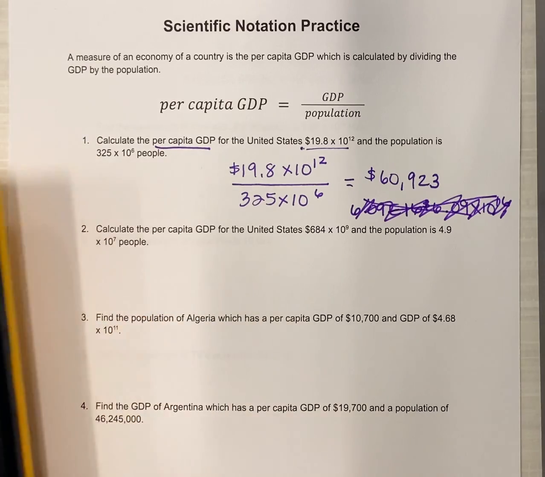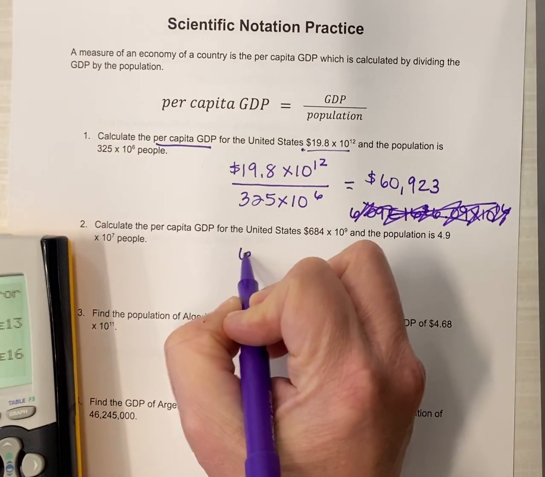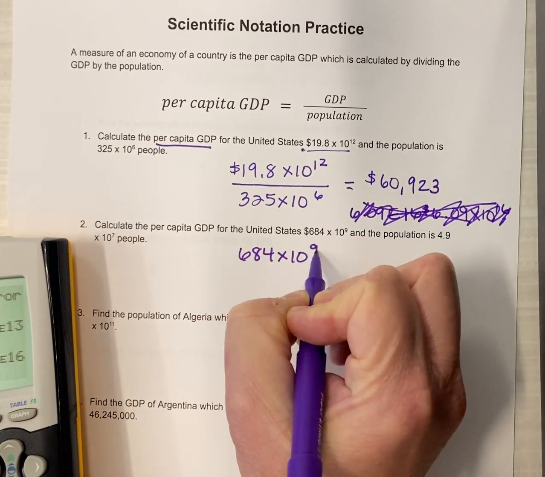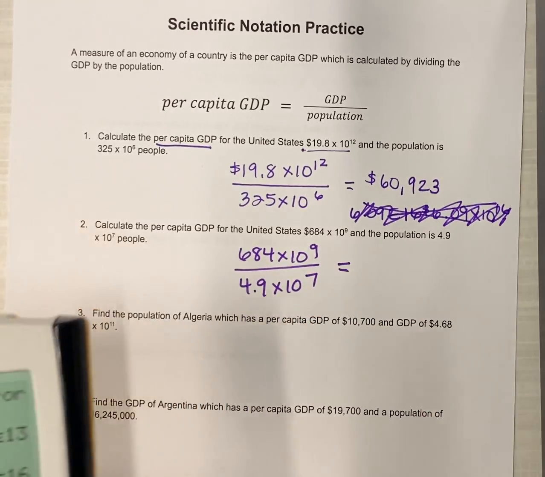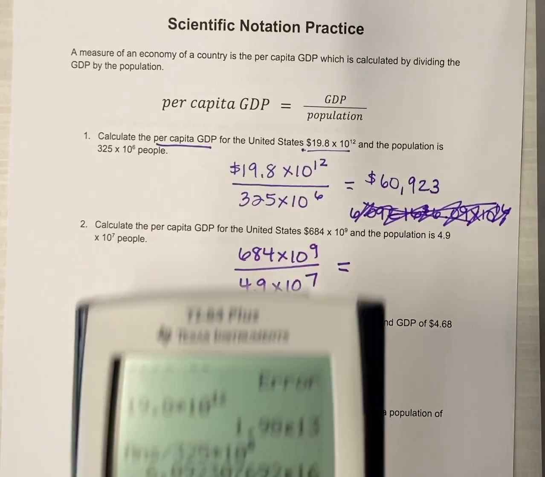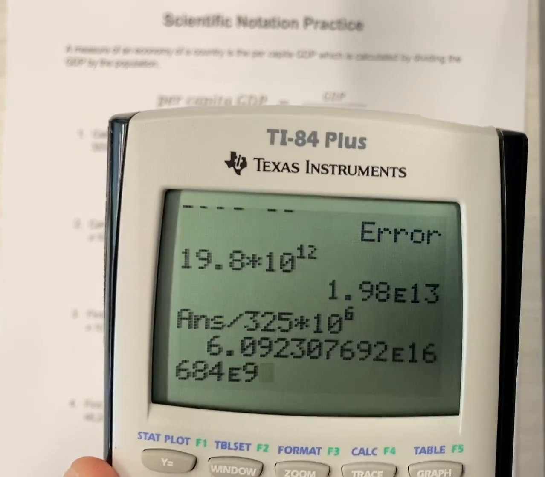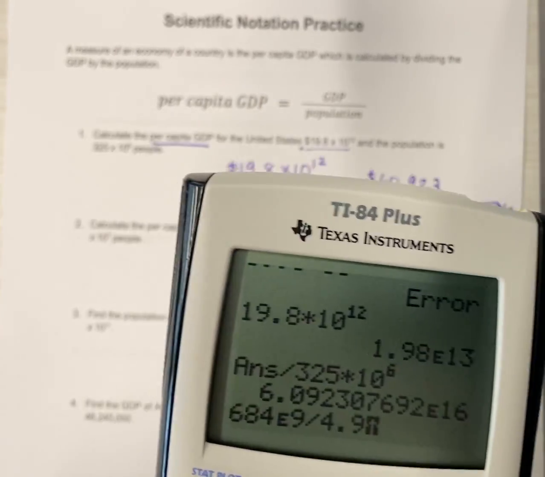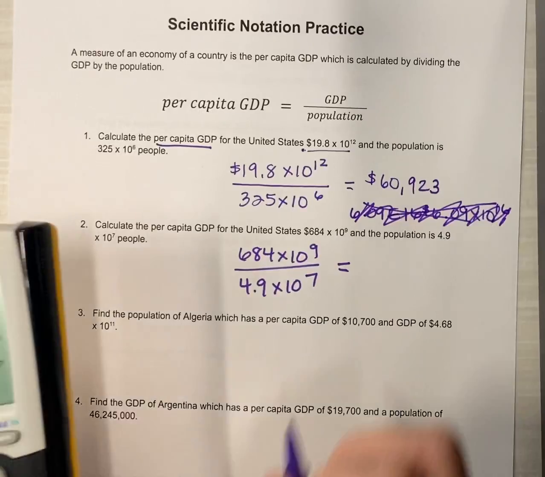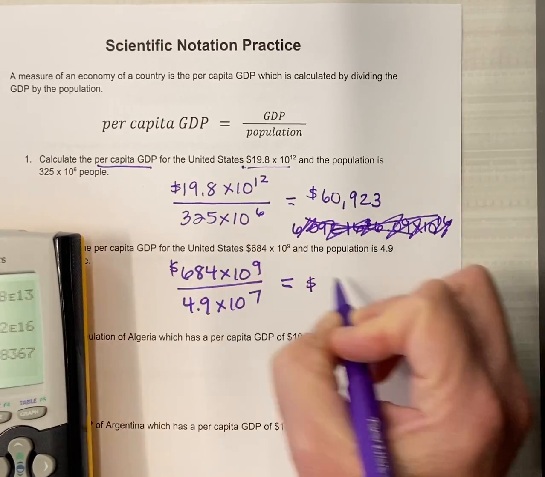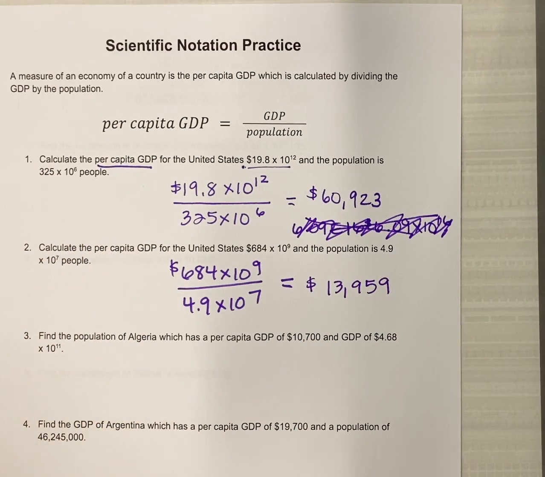All right, I'm going to try this next one. It's going to be 684. So I'm going to write this. 684 times 10 to the 9th over 4.9 times 10 to the 7th. Okay. And again, 684 times 10, so the second EE, 9, divided by 4.9, second EE, 7. And notice there, I get 13,959. So this should be money here, so 13,959.